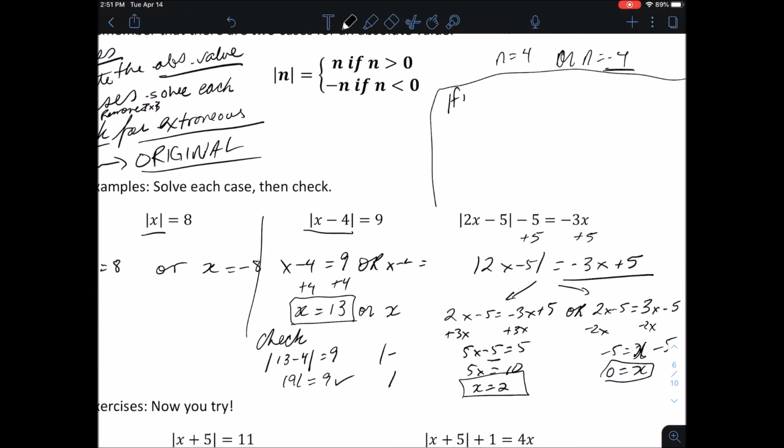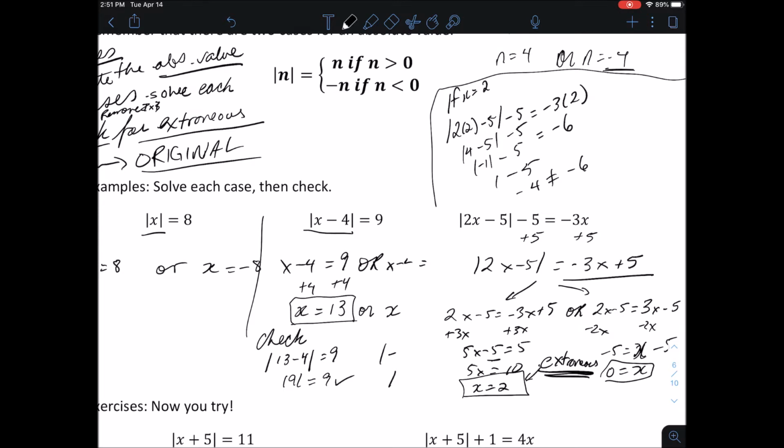So I'm just going to do my check up here where I have some more space. So if x is 2, I'd have 2 times 2 minus 5. Minus 5 is -3 times x, which is 2. So over here I get -6. This is going to be 4 minus 5 minus 5. So -1. The absolute value of -1 minus 5. And 1 minus 5 is -4, which is not -6.